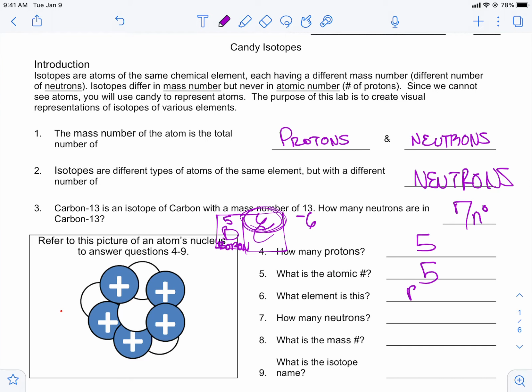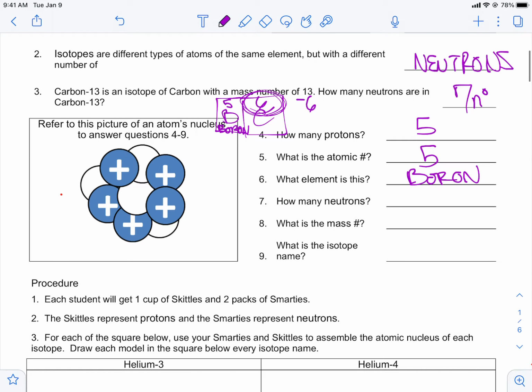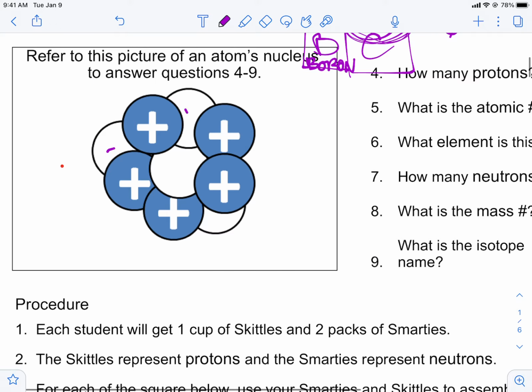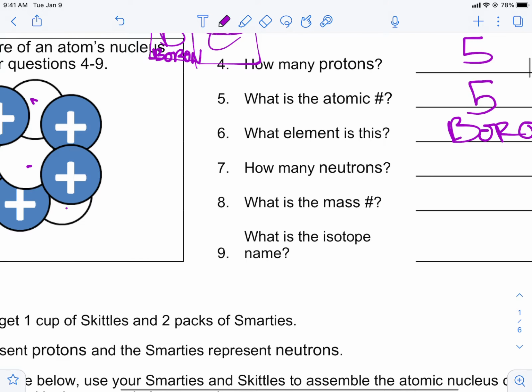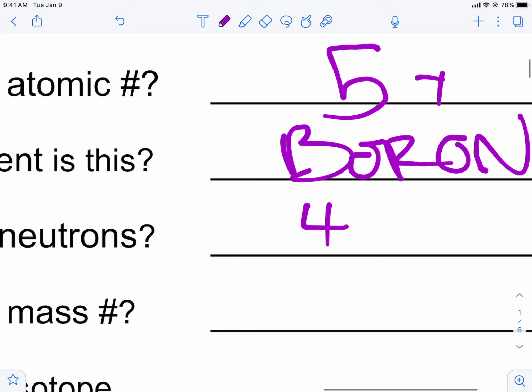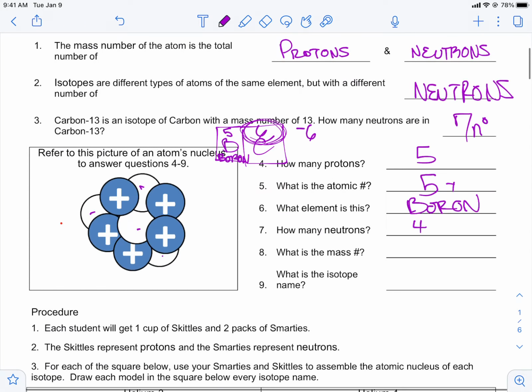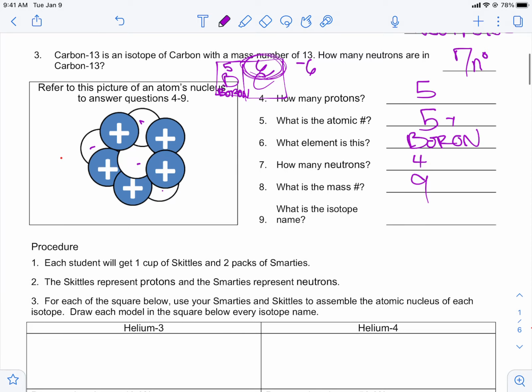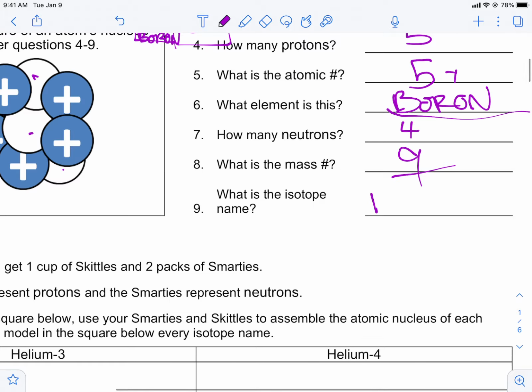So we write boron. And then how many neutrons is this? The neutrons are the white circles, so we count 1, 2, 3, 4, so that's 4 neutrons. And what is the mass number? The mass number is P plus N, so 5 plus 4 is going to equal 9. Then your isotope name is the combination of the element name and the mass number of that atom. So it's going to be boron 9.